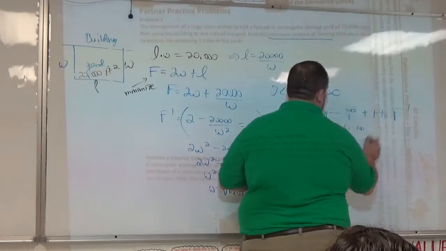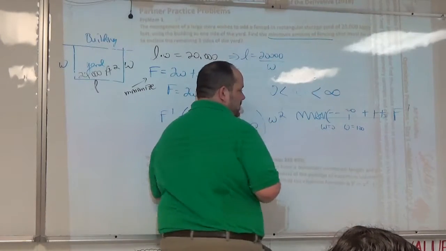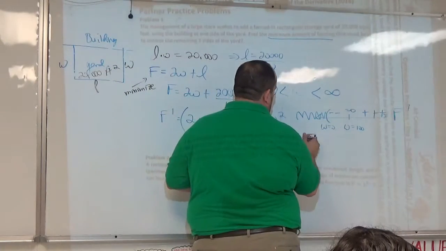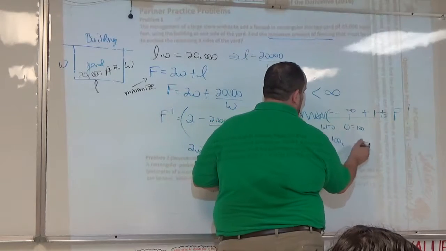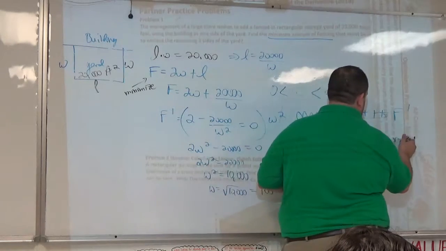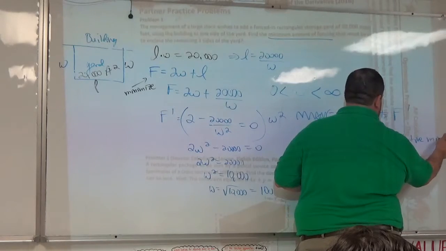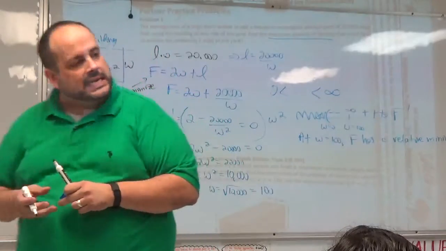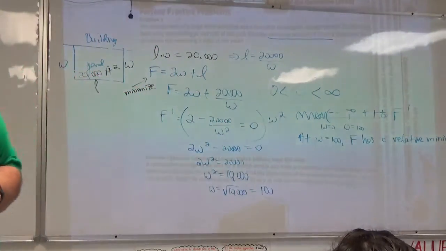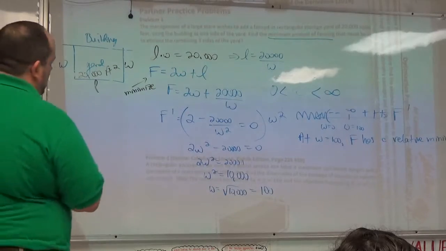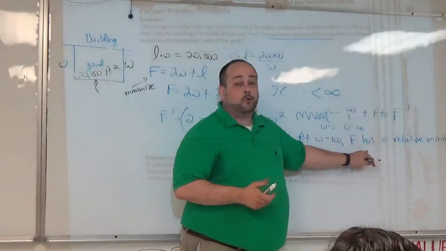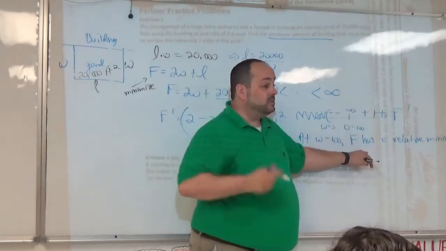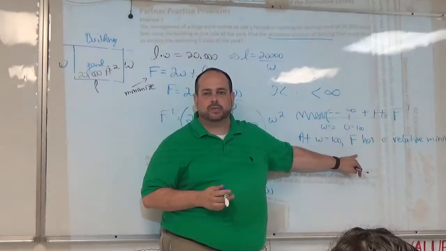Positive. What do we know? Be specific. I need an adjective here. There is a relative minimum. At W equals 100, F has a relative minimum. I agree, and I come back and I say that is not good enough. I'm not interested in a relative minimum. Andrew, what is it that I want? You're telling me you've got a relative minimum. Great. I'm not interested in a relative minimum. I want an absolute minimum. I need to be convinced that this actually is the absolute minimum.